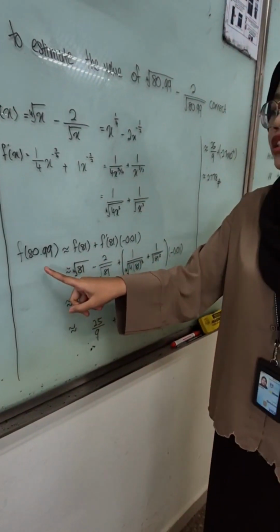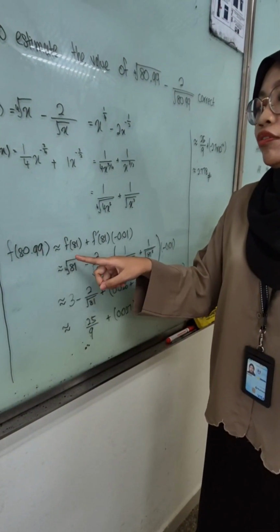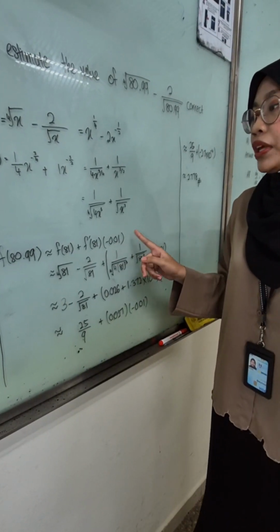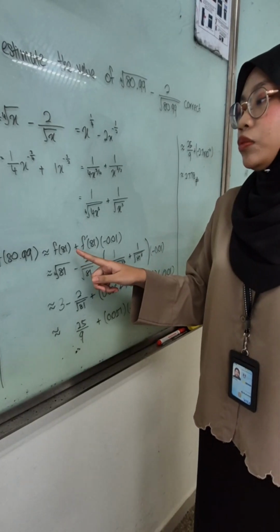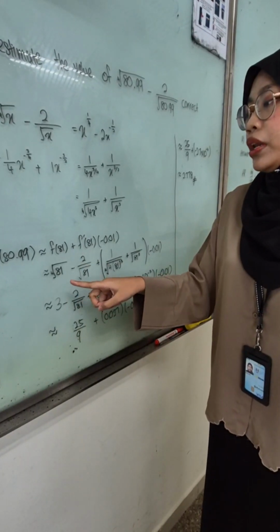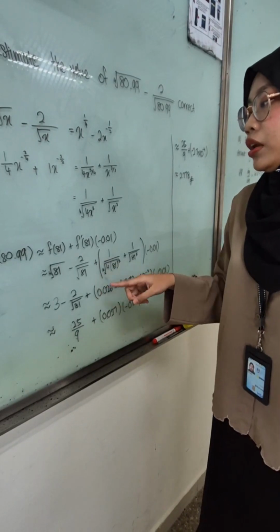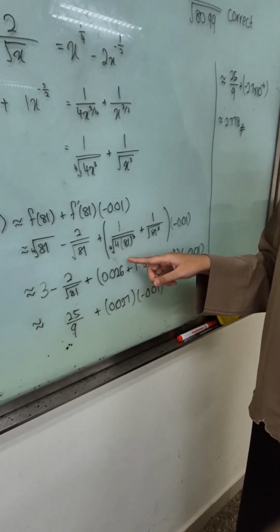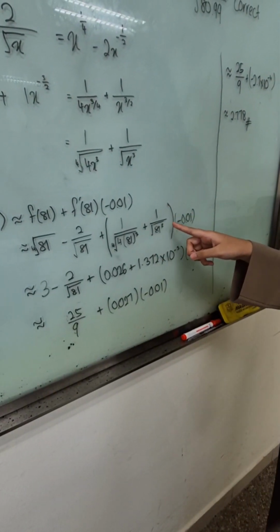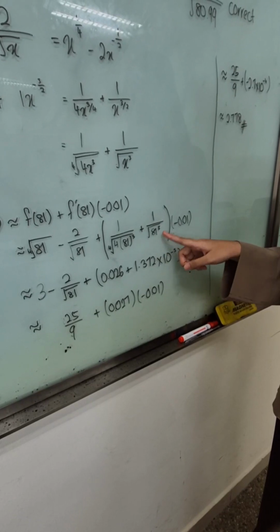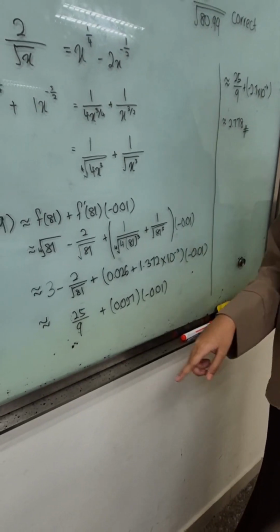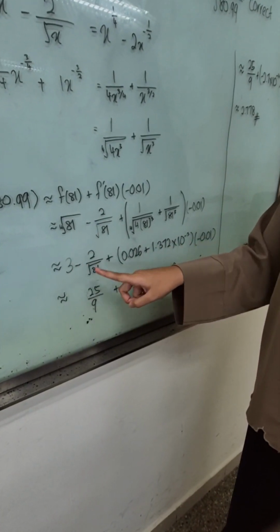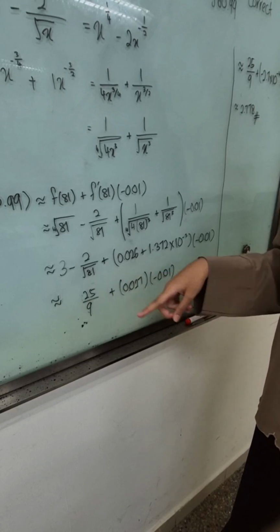Then we get f(18.99) approximately equal to f(81) plus f prime(81) times negative 0.01. Then for the f(81), we get square root 4 81 minus 2 over square root 81. And for the f prime(81), we get 1 over square root 4 81 with the power of 3 plus 1 over square root 81 with the power of 3, times negative 0.01. Then we simplify it.